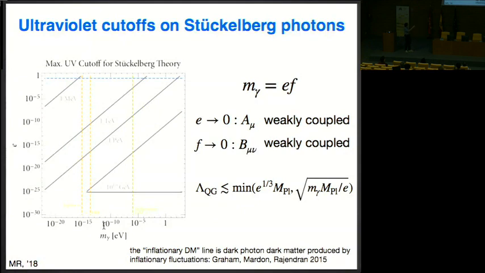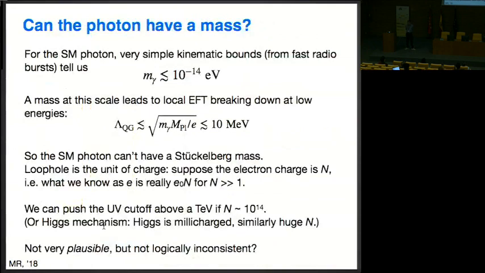And so you can just plot what this looks like as a function of gauge coupling and photon mass. And you see, for instance, if you want your cutoff to be above a TeV, and you want to have a very light photon, you need to have really tiny gauge couplings. And this is relevant both for the standard model photon and for dark photons. For the standard model photon, there are kinematic bounds on the mass that tell us it has to be extremely light if it's massive. If you plug that into these bounds, you find the quantum gravity cutoff would have to be below 10 MeV. Well, we know the quantum gravity cutoff in our universe is certainly not below 10 MeV, and so you conclude that the photon must be massless.